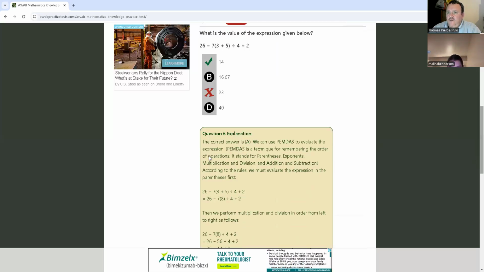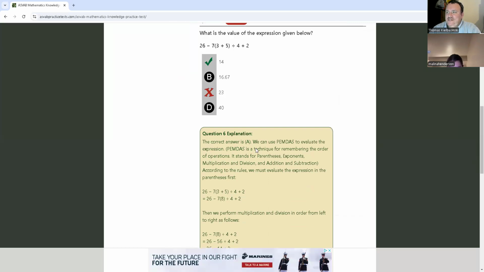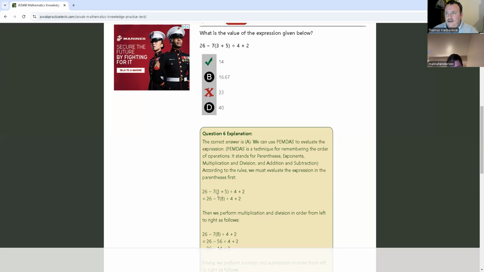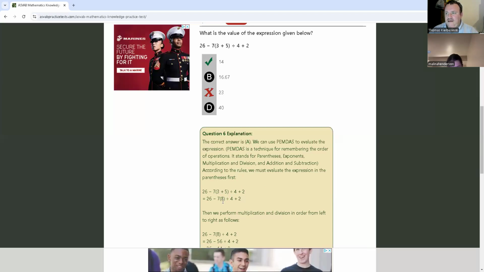So watch this. The correct answer is A. We can use Please Excuse My Dear Aunt Sally, which is the biggest pain in the butt, because people get it confused all the time. Not saying you did, but that's the most common problem. It's a technique for remembering the order of operations. It stands for parentheses, exponents, multiplication, division, addition, and subtraction. According to the rules, we must evaluate the expression in parentheses first. So look down here, right here it says 3 plus 5.